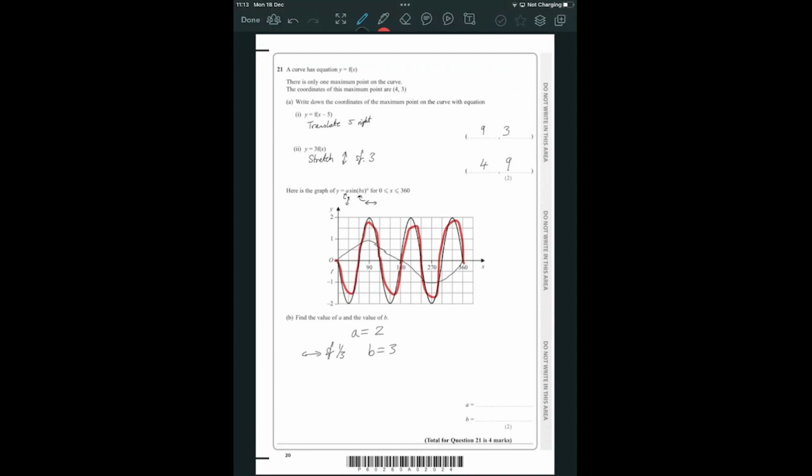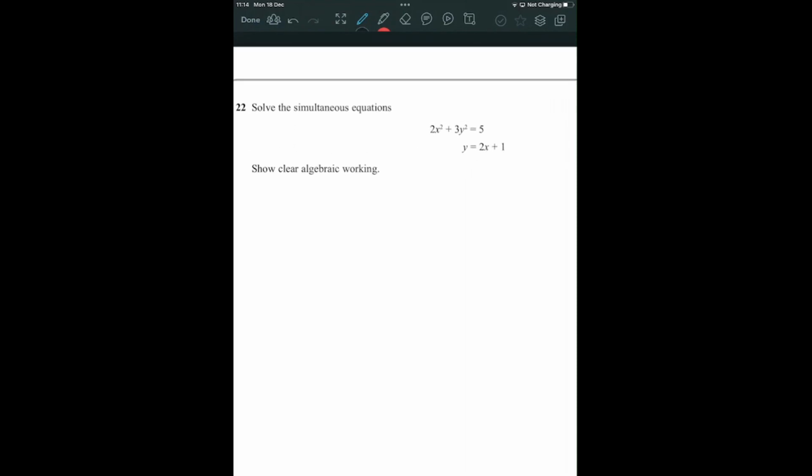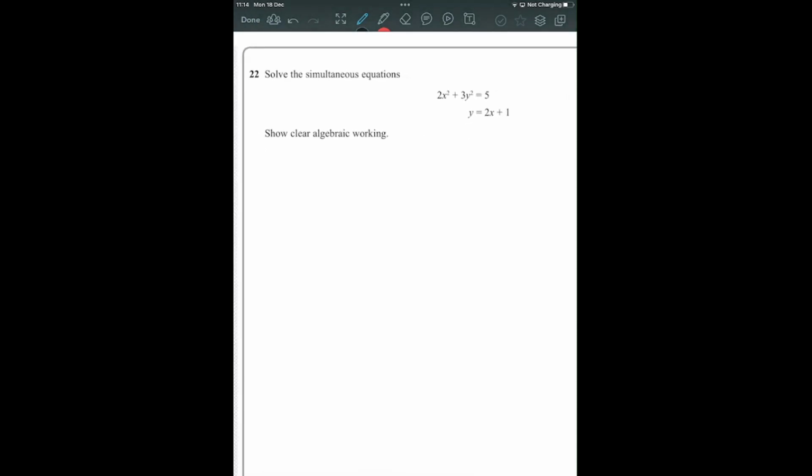Challenging question, that one. Question 22. No fluff to this one at all, it just tells you to do the thing. Solve the simultaneous equations. Quadratic and linear means we have to use substitution. So straight away I'm going to substitute the y into the first equation. 3 lots of the 2x plus 1 squared.